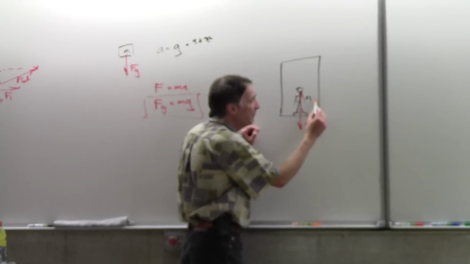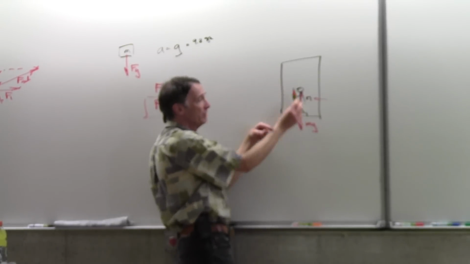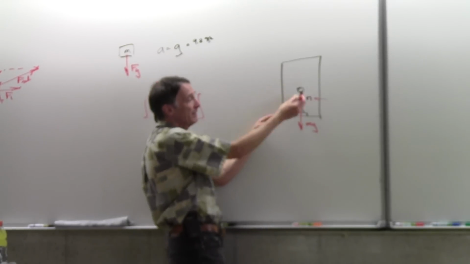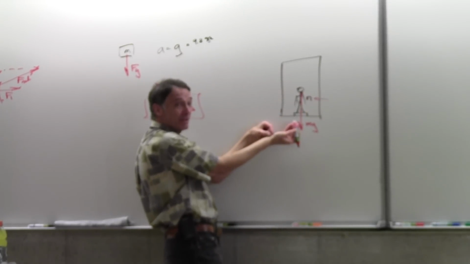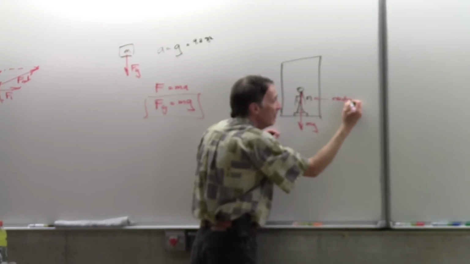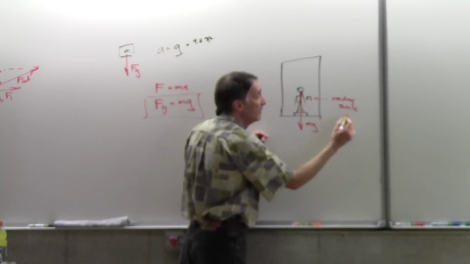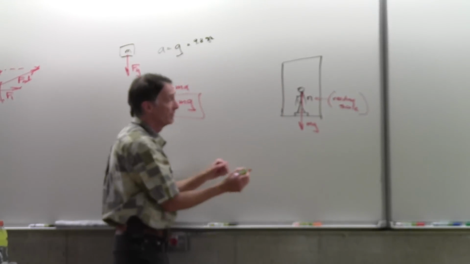Now, the scale pushes up on the person. Newton's third law says the person pushes down on the scale, and so the reading on the scale is what we call the normal force.